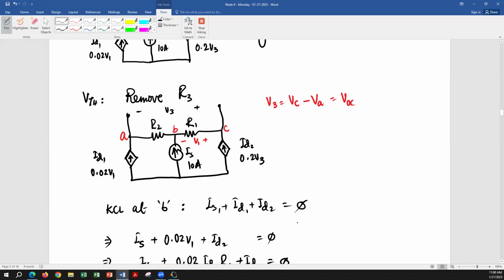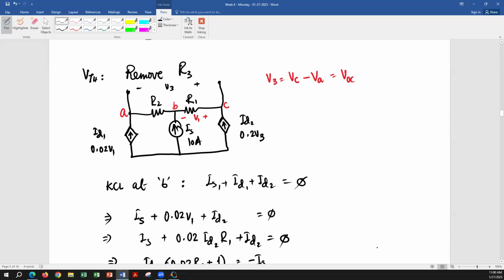I'm sorry? You eliminate the independent sources, not the dependent sources. You eliminate the independent. So only this source is going to be open when you apply the test source over here. Let me see if that is going to be easier.